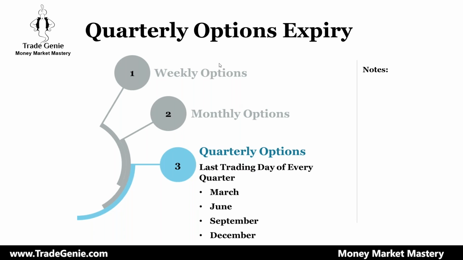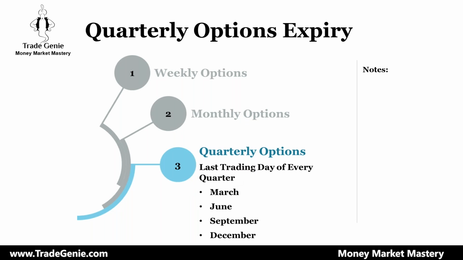Now the third kind of option expiry is the quarterly option. In the quarterly option, the last trading day is of every quarter. So when you see quarterly options, they are expiring on the last trading day of every quarter. So whatever it is, the last trading day of the quarter. I don't trade quarterly options. I only trade monthly options. The quarter is March, June, September, and December.